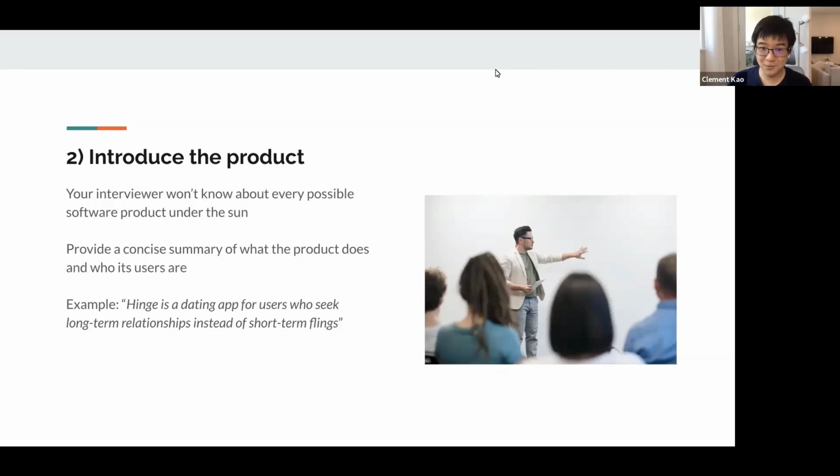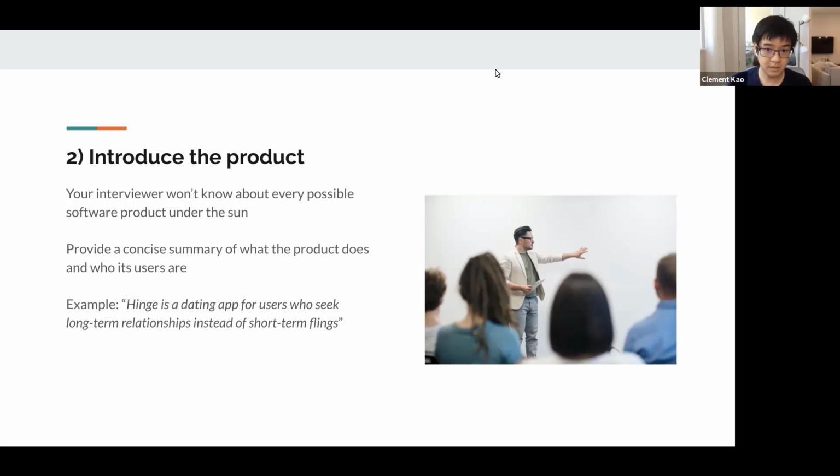You will want to go ahead and introduce the product. The thing is, interviewers don't know every single product that has ever existed. As an interviewer, I'm not necessarily going to know all of the products that you use on a daily basis. And so what you'll need to do is bring me up to speed on what that product is. You want to provide that concise summary of what the product does and who its target audience is.